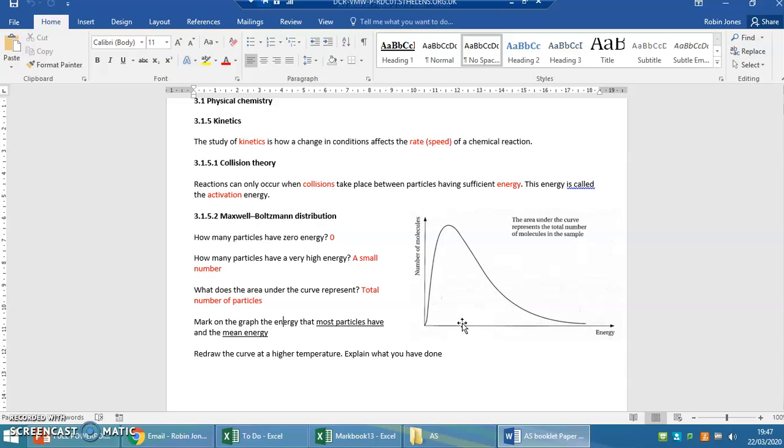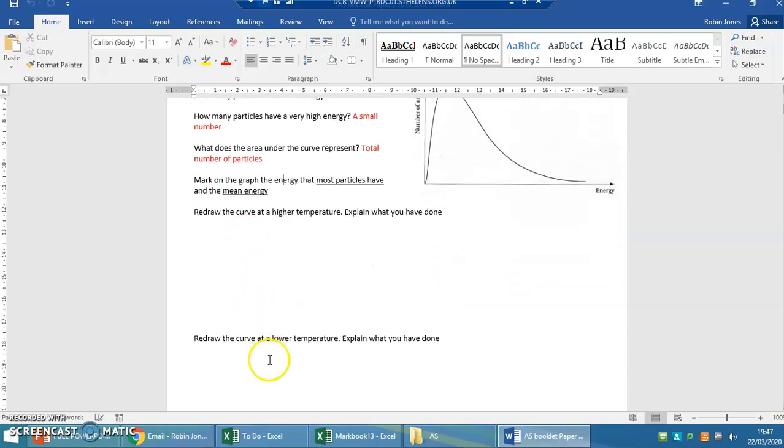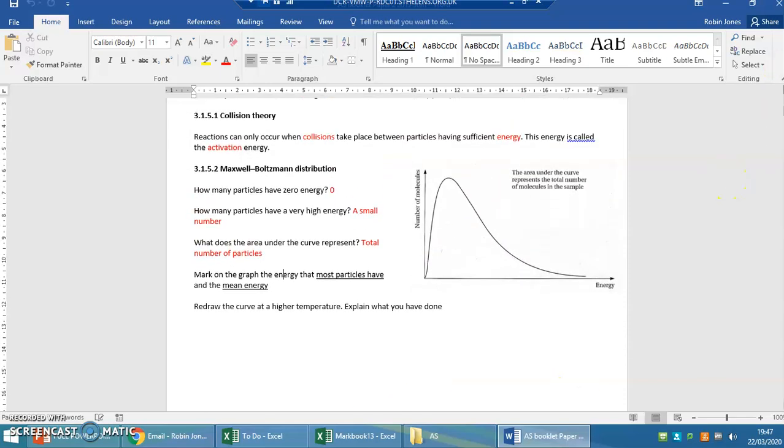Redraw the curve at a higher temperature and explain what you have done. You've got a space here to do it, and then we've got to redraw the curve at a lower temperature. Explain what you have done. So let's do the higher temperature first. No particles have no energy, so we're going to start there at 0, 0. And at a higher temperature, you'd expect that more particles have a very high energy, because the higher temperature provides more particles with more energy. So it starts here at 0, 0, and it goes to here, above the previous curve.